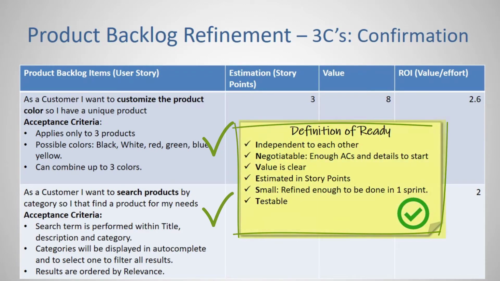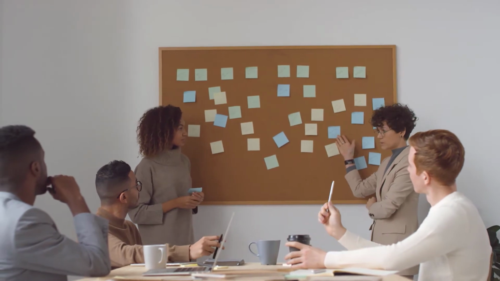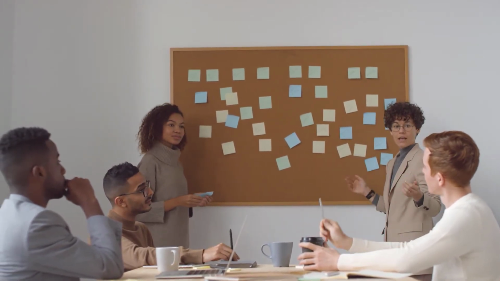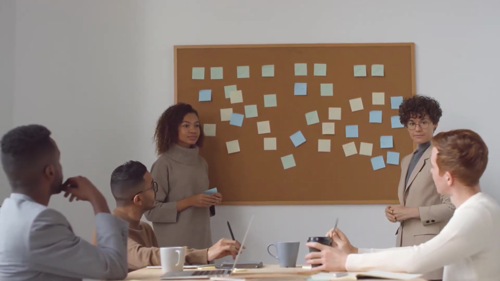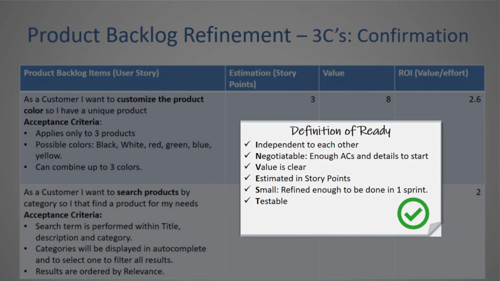Having a definition of ready is a good technique and practice to prevent product owners from pushing stories that are not ready into a sprint. Let's suppose there's a team with a definition of ready. They want to refine the stories to a level that they are ready to be added to a sprint. This team has a shared understanding of what ready means with a definition of ready.